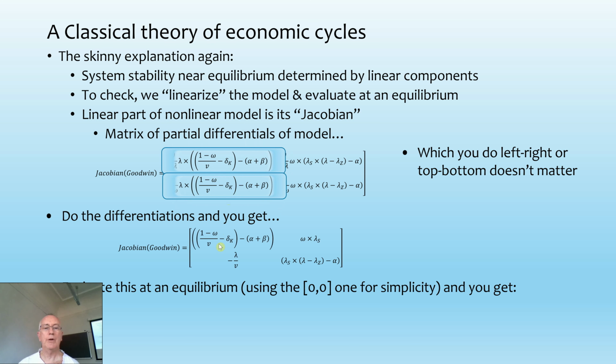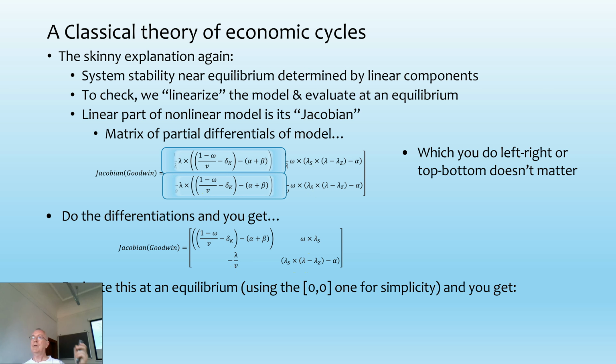Actually, I think I've dived in too quickly here. So I'm differentiating this with respect to omega. With lambda, the lambda drops out and I've just got that term. Differentiate this one with respect to lambda, I get omega times lambda s. Differentiate that with respect to omega, I get minus lambda over v. Differentiate that with respect to omega, I get lambda s, and so on. Okay? Now, that's looking messy, but it's all a very mechanical process.